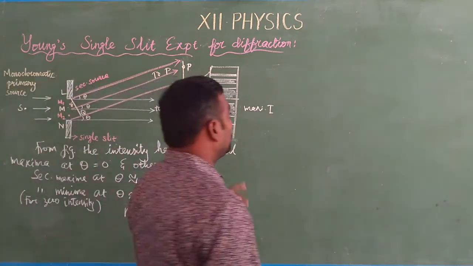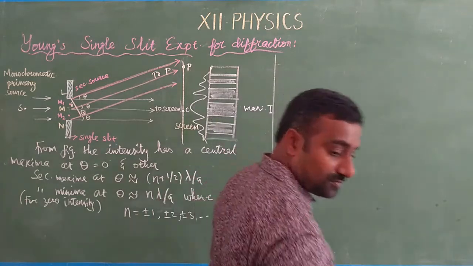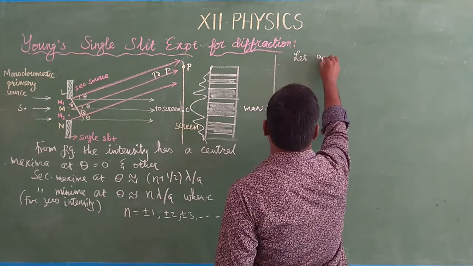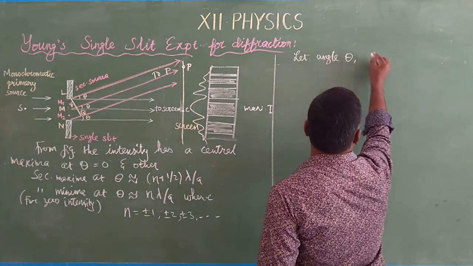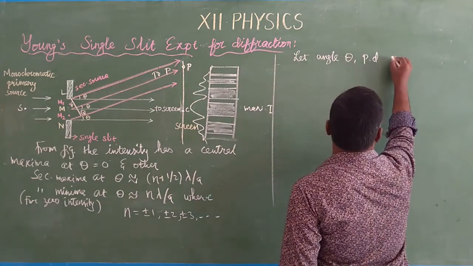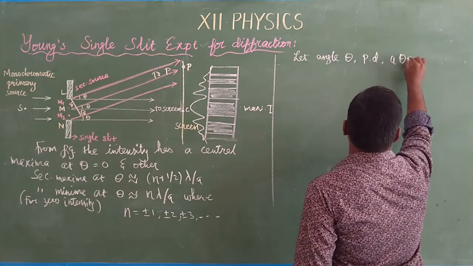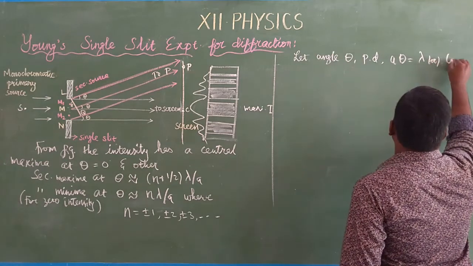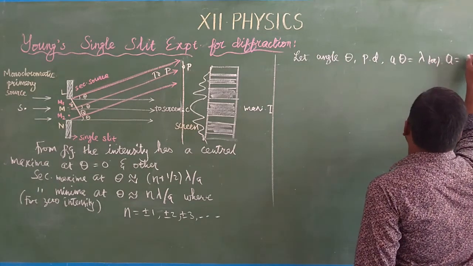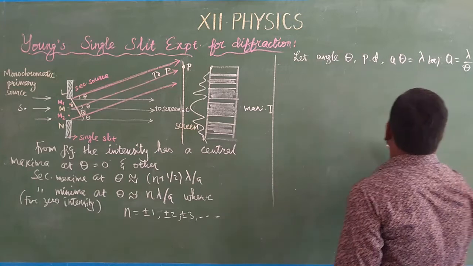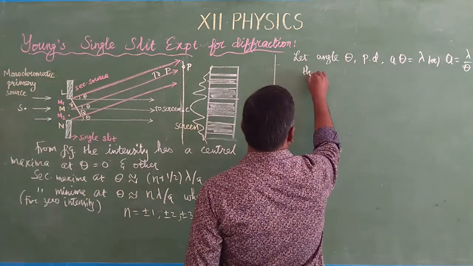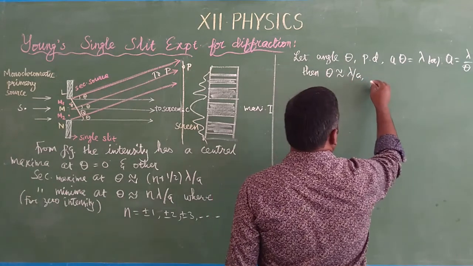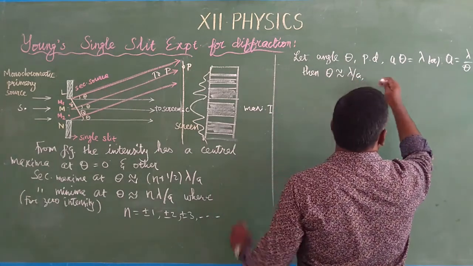Now let the angle be theta. The path difference is a theta, which is equal to lambda. Also, what is a? a is equal to lambda by theta. Then theta is approximately equal to lambda by a. Now divide this slit into equal halves.